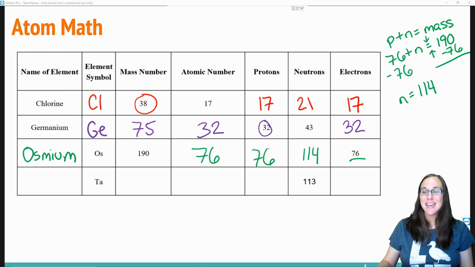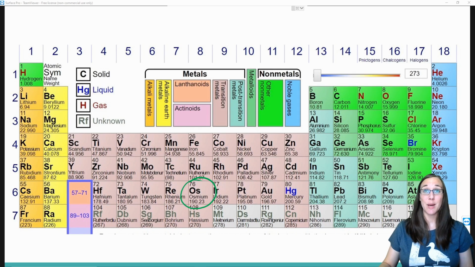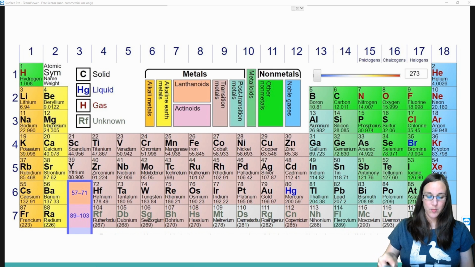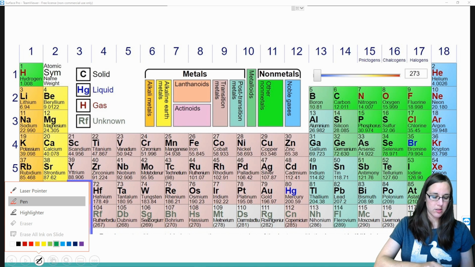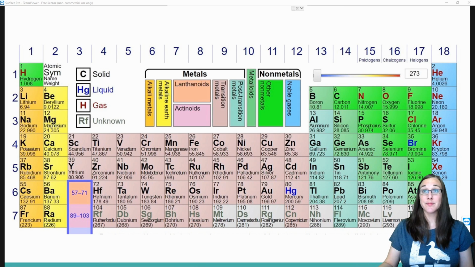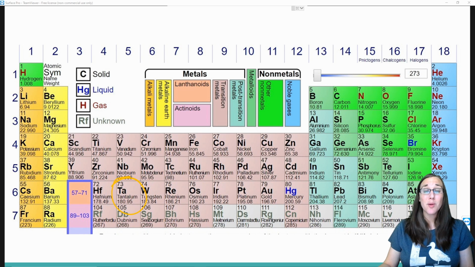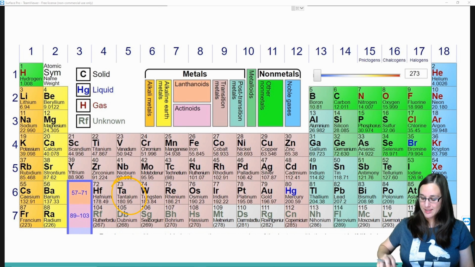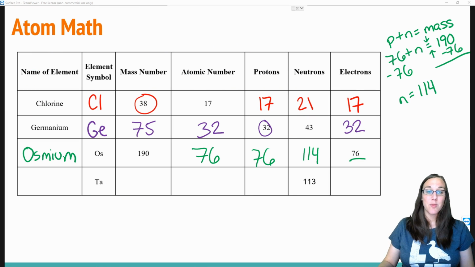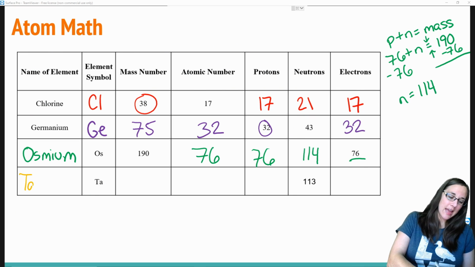Last but not least, let's do tantalum. That's what Ta is. Let's find tantalum. Ta. Where are you, tantalum? Ollie, ollie, oxen free. You see it? It is number 73. That's tantalum. We also see that the mass is 180.95. Let's check back here. We've got Ta, tantalum.